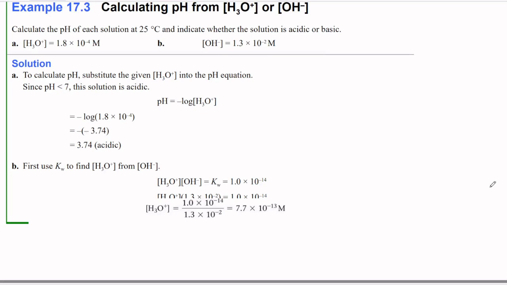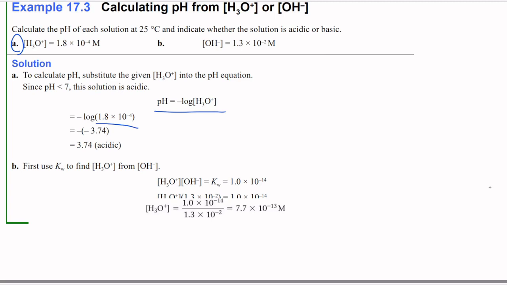Let's calculate the pH of each of these solutions at 25 degrees C, meaning that the Kw is 1 times 10 to the minus 14, and indicate whether the solution is acidic or basic. For the first solution, we have a hydronium ion concentration of 1.8 times 10 to the minus 4. So remember, the pH is the negative log of the H3O plus concentration, the hydronium ion concentration. So the pH is equal to negative log of 1.8 times 10 to the minus 4.